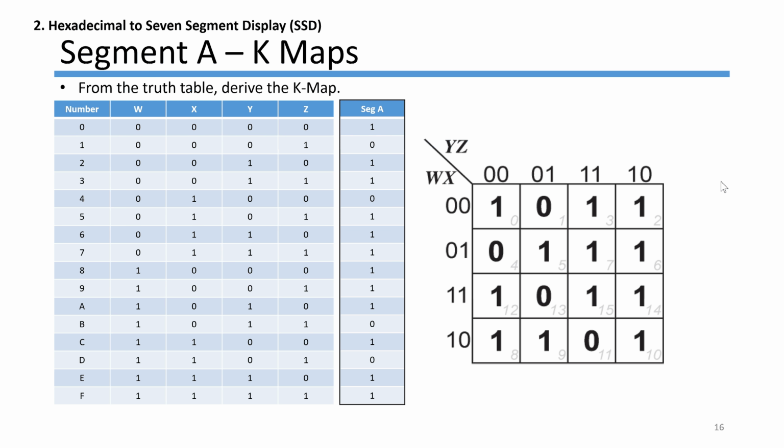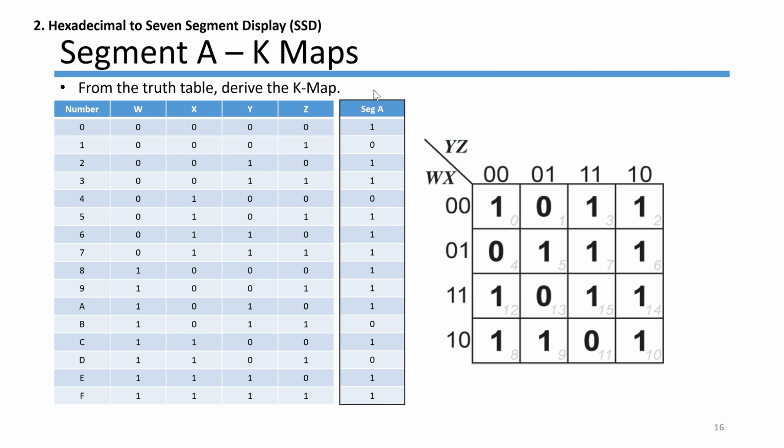Now let's take the example of segment A. From that truth table, as you can see on your left here, to show numbers from 0 to F, you have your 4-bit inputs for each one of those numbers that you want to output, and for each one of those outputs, segment A needs to be switched on or off in order to achieve that number. Now, from this column of seg A, you can see the truth table for segment A.